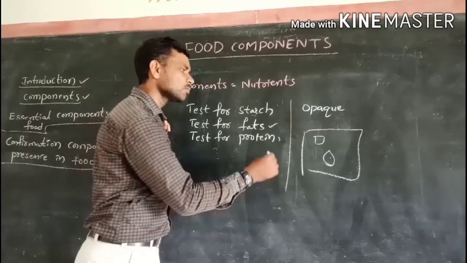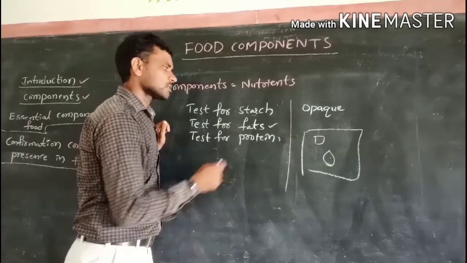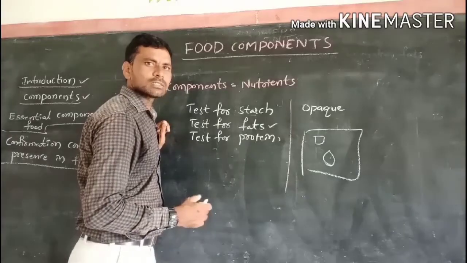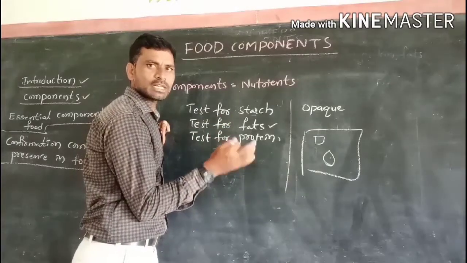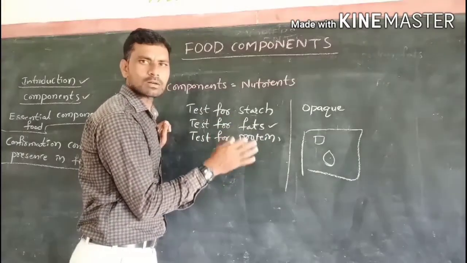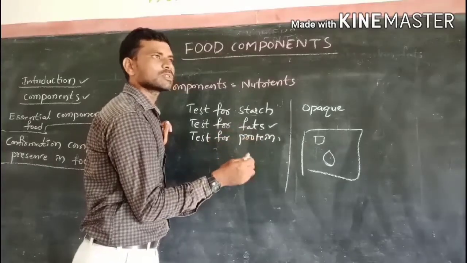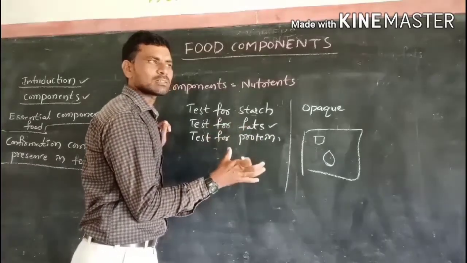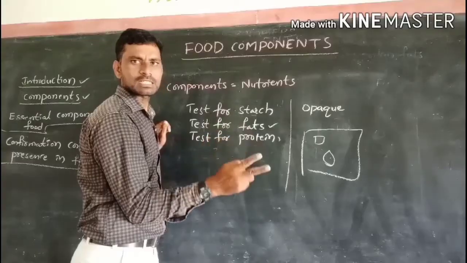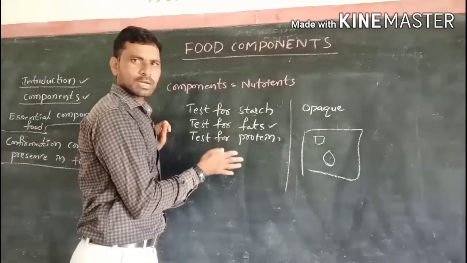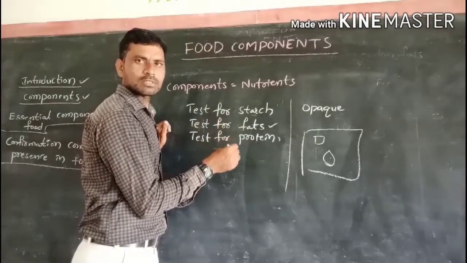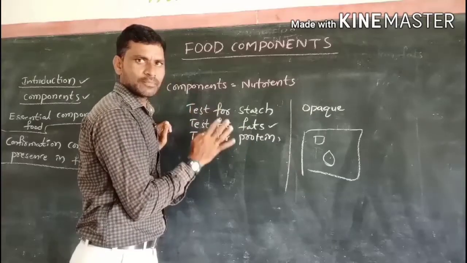Next, proteins. It is also one of the components. So how can you identify whether protein is present in the food item or not? For this purpose we require materials: two types of chemicals and a food sample. I told you before, you did very good. Somebody is doing homework very well.